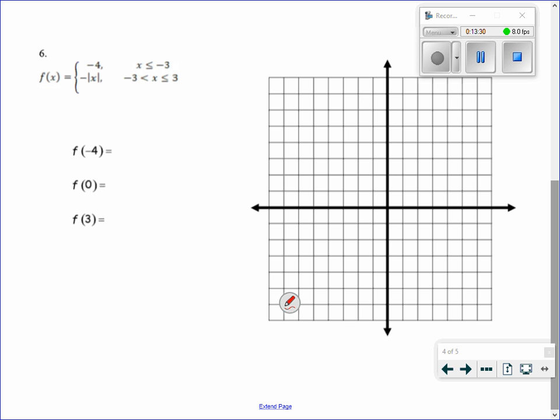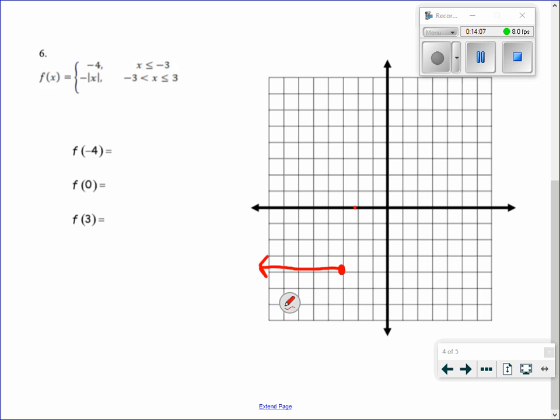So our first piece is y equals negative 4 when x is less than or equal to negative 3. So once again, what would that look like? A horizontal line at negative 4. And we should have what type of circle? Closed circle. I went 1, 2, 3 over for my x is negative 3, and then I went down 1, 2, 3, 4.